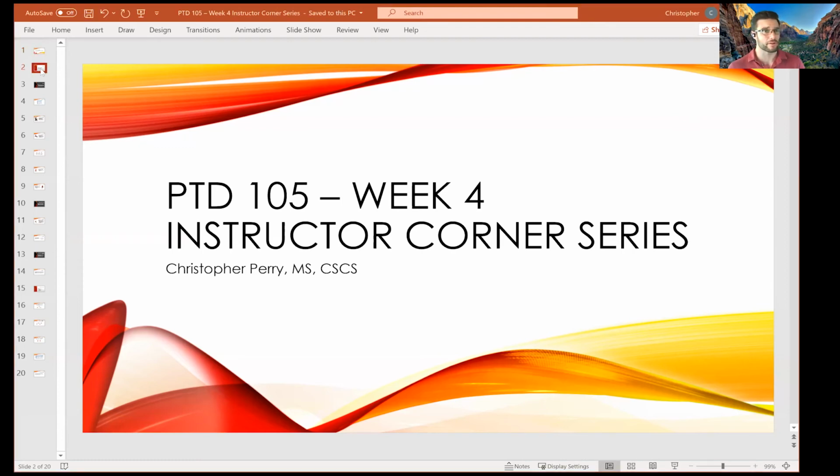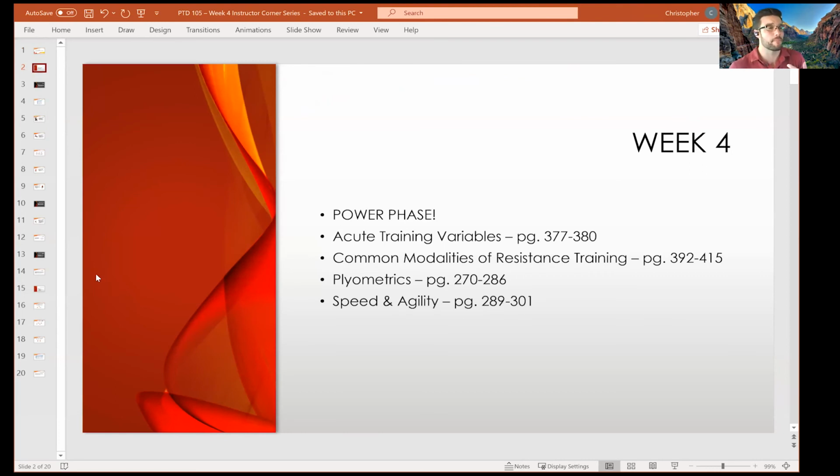So let's move forward. This week we're learning all about the power phase, and I've left some page numbers here for you to take a look at where you can find the specific acute training variables when you're working in this phase with your clients. Remember, this is phase 5 of the OPT model. I've also left the page numbers for common modalities of resistance training, plyometrics, and speed agility, because these are all topics that are intertwined when it comes to working with the overall last phase of the OPT model.